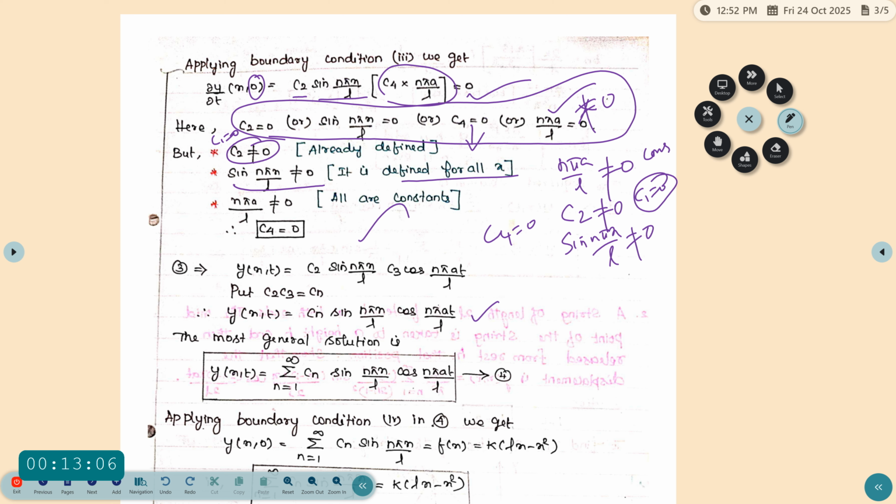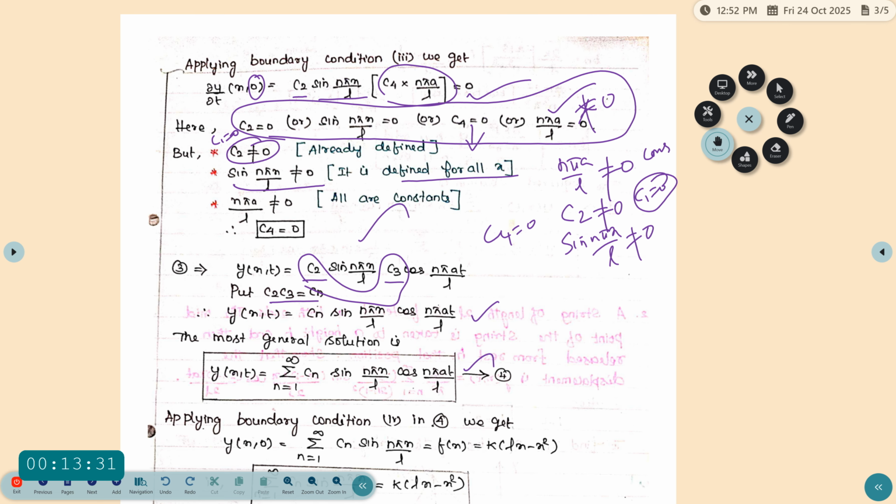Now let us generalize the most general solution. This C2 into C3 can be rewritten as Cn. All are constants, so we consider C2 C3 equal to Cn. This is our most general solution. For generalizing, just put the summation with n varying from 1 to infinity. Now this is in the form of our current solution.